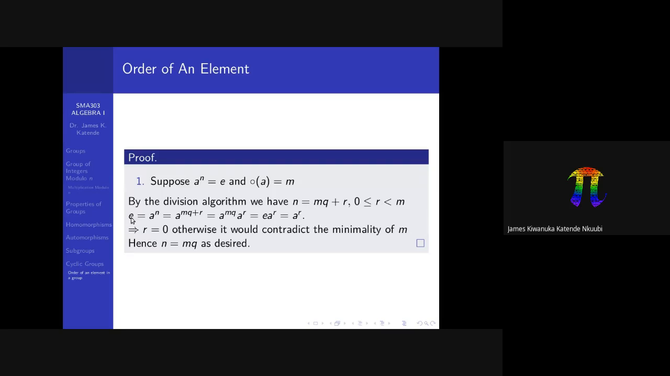But the way we define the order of an element, you can't find a smaller positive integer which when A is raised to that integer gives you the identity. So the only option for R is 0. If it is not 0, it contradicts the minimality of M. It means then the order of A will not be equal to M. So the only way this can happen, that A raised to R is equal to the identity, is if R is 0. So that's the only option.